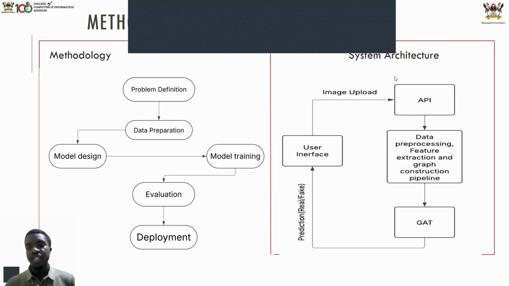Then the system architecture. We have the user interface, where we upload the image using the Flask API. Inside the API, we do the data pre-processing, feature extraction, and graph construction pipeline that I explained. Of course, we are using the GAT, then the prediction is brought back to the user interface.